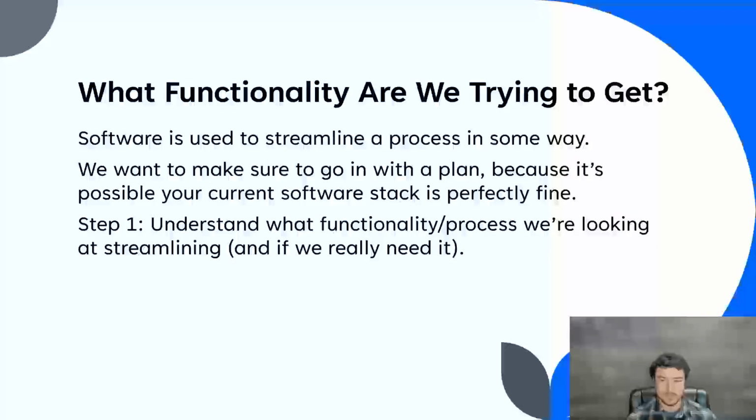Okay, so first, what functionality are we looking at trying to get? It's useful to think about this as software is used to streamline a process in some way. And there's two ends of the spectrum. One, it's completely automated. This is usually for stuff like data transfer. So if we're moving data from the project management software to the accounting software, usually that can be done completely automatically. A person doesn't need to review it or anything like that. It's just done automatically.